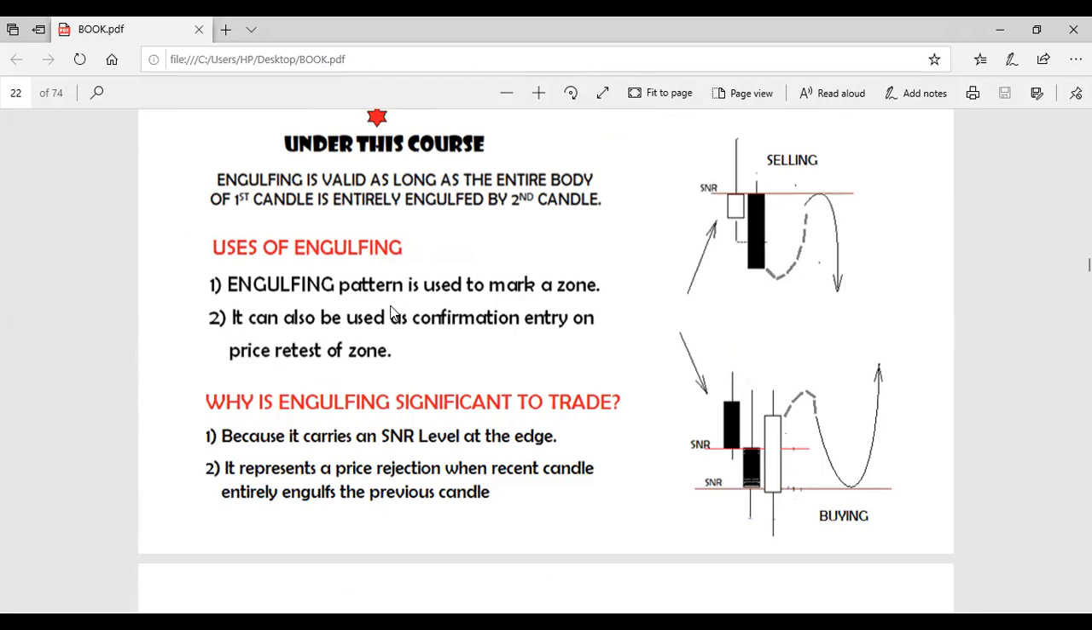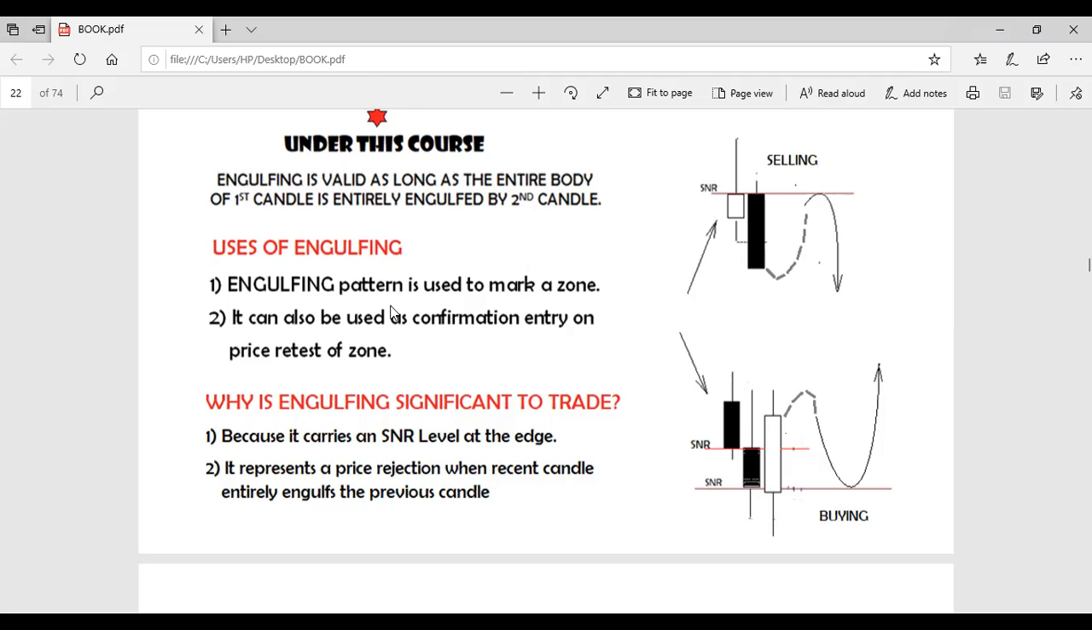The uses of engulfing: we use the engulfing pattern, one, to mark a zone. What do we mean by a zone? We'll talk about that. Then the second one, it can also be used as a confirmation entry on price retest of a zone. We can use engulfing also to confirm a particular trade setup within a zone.